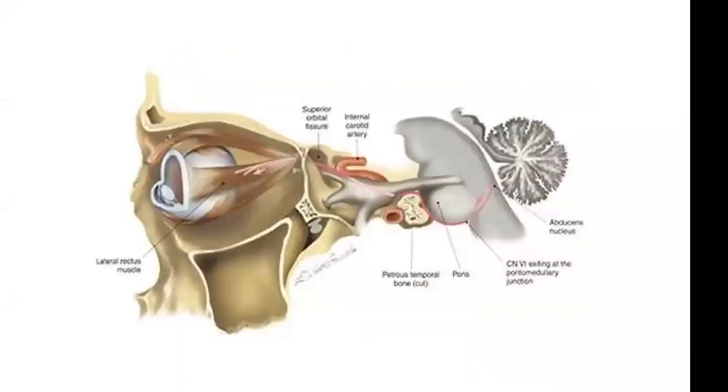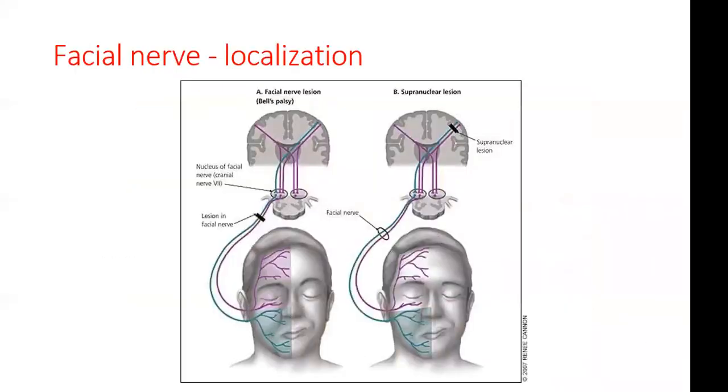Seventh nerve. How do you localize a seventh nerve palsy? What is the first question you ask yourself? Is it upper motor neuron? Is it lower motor neuron? If it's lower motor neuron, the whole face will be gone. If it's upper motor neuron, only the lower part of the face will be gone. Why is that? Because the upper part of the face has a dual innervation.